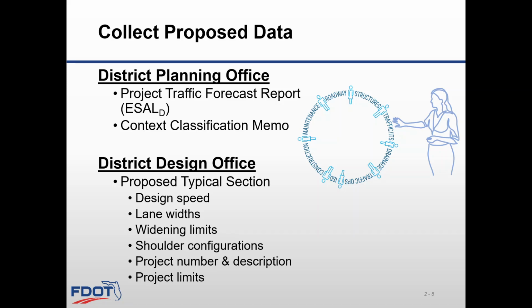Close coordination with the design office is needed to get guidance on the proposed typical section and the type of details that will be needed for widening locations or anything of that nature. The proposed typical section package should have the lane widths, design speeds, and any speed changes within the project and the overall project limits.